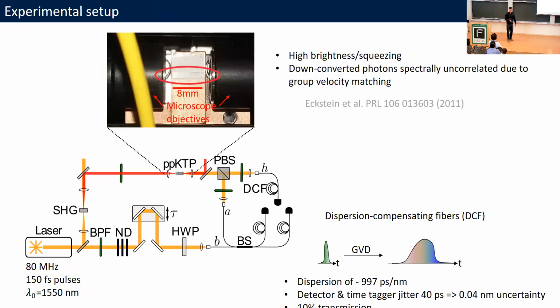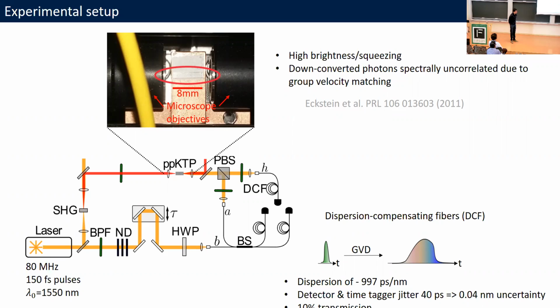So here's the experiment that we built. We started with a pulsed telecom laser. We split the pulses into two. In the bottom path, we prepared the reference pulse. This is just the attenuated coherent state, and that was coupled into a single mode fiber. In the top path, we frequency double the pulses and then pump this periodically poled potassium titanyl phosphate waveguide, which is the down conversion source that we chose.